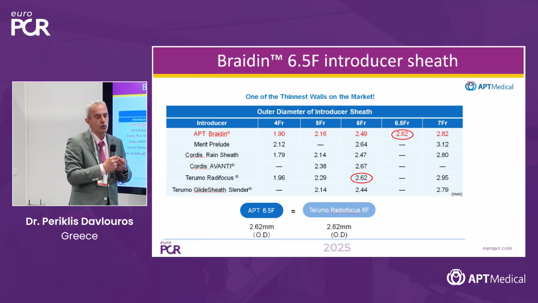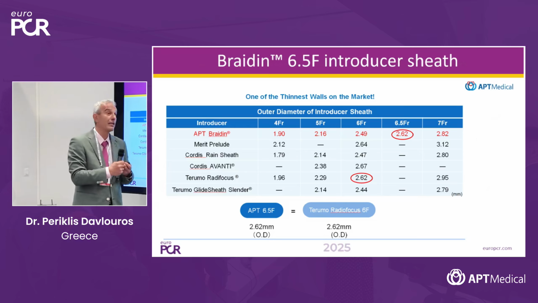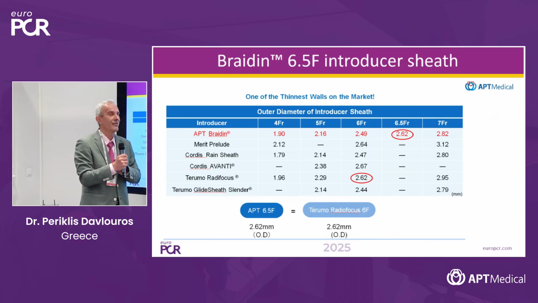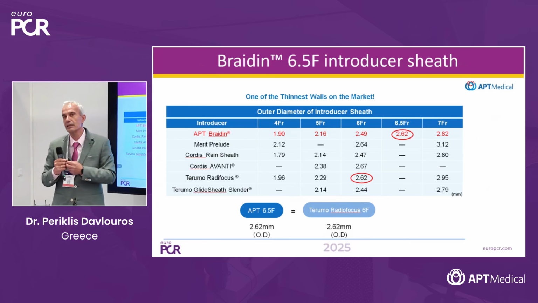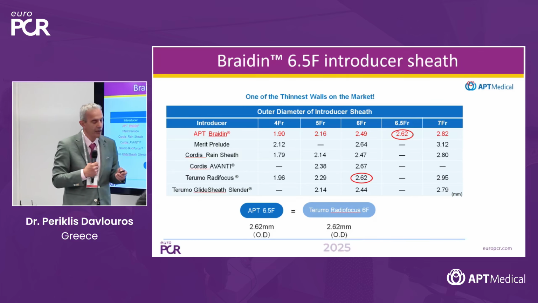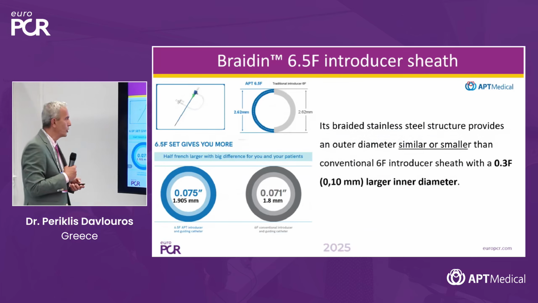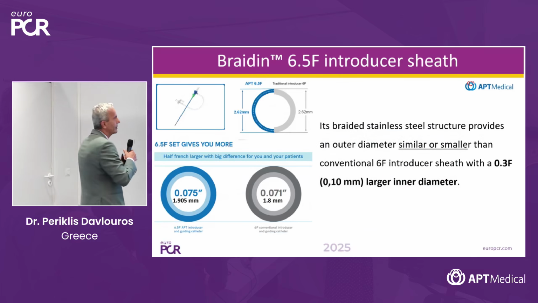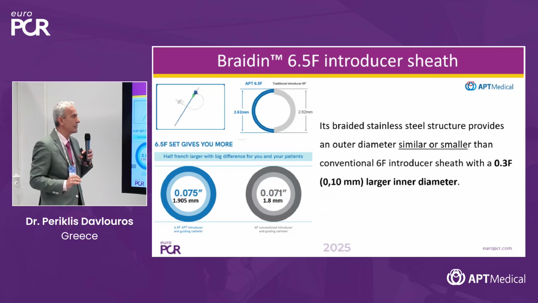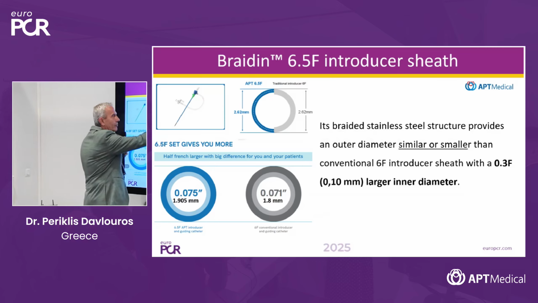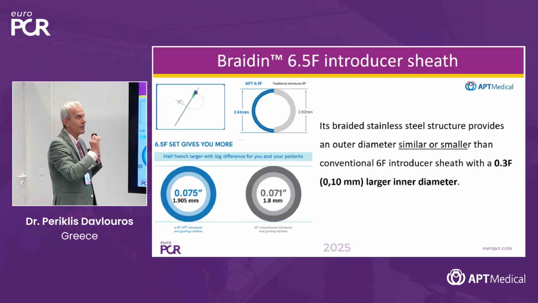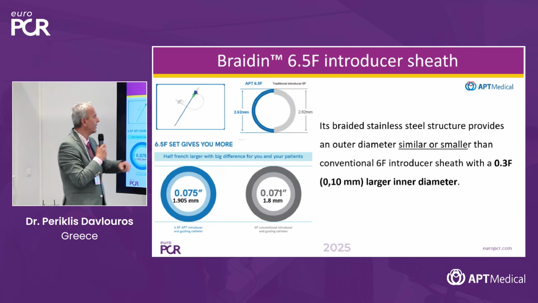Most interventional cardiologists prefer the 7 French sheaths, but the 7 French sheath is rather traumatic for the radial artery. Actually, the 7 French sheath is recommended for the femoral artery. Now, the 6.5 French sheath is an innovative solution because, as you can see here, it has an outer diameter that is comparable to a traditional 6 French sheath, but because of the thinner wall of this sheath, the inner diameter is rather large.